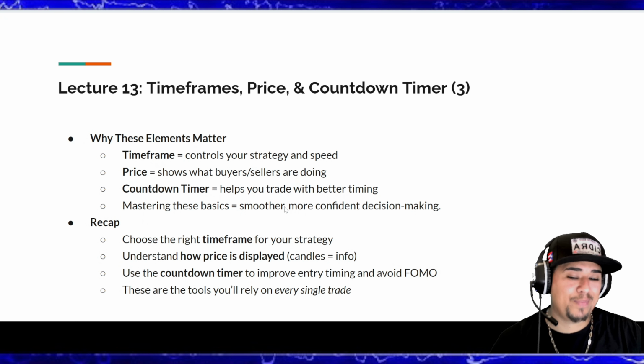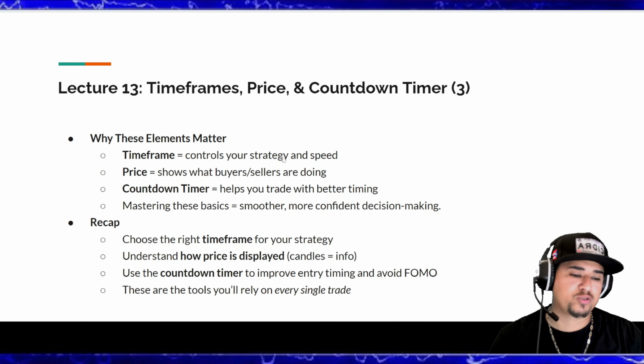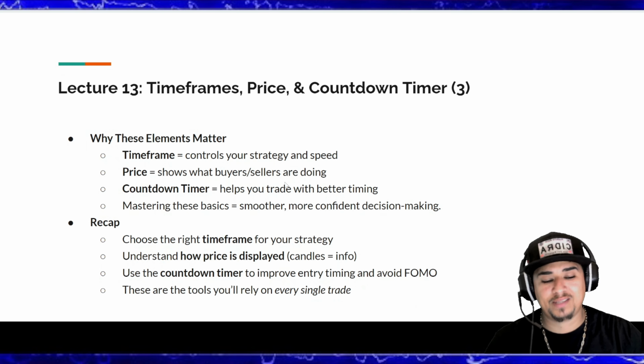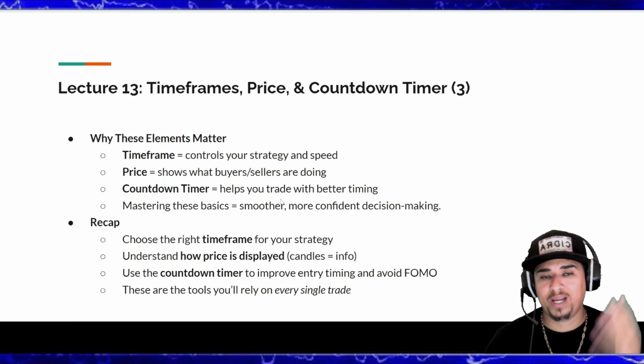So why do these elements matter? Time frame controls your strategy and speed. Price shows what buyers and sellers are doing. Countdown timer helps you trade with better timing. Mastering the basics means smoother and more confident decision making. So yes, with the time frame, you're controlling your strategy and speed. With price, you see what the buyers and sellers are doing. And the countdown timer is for your timing, so you get in at the right time.